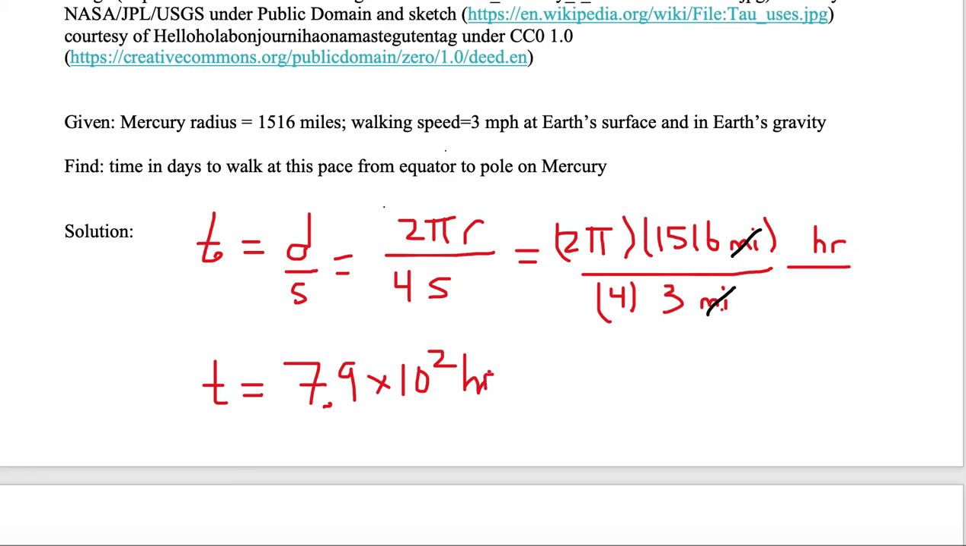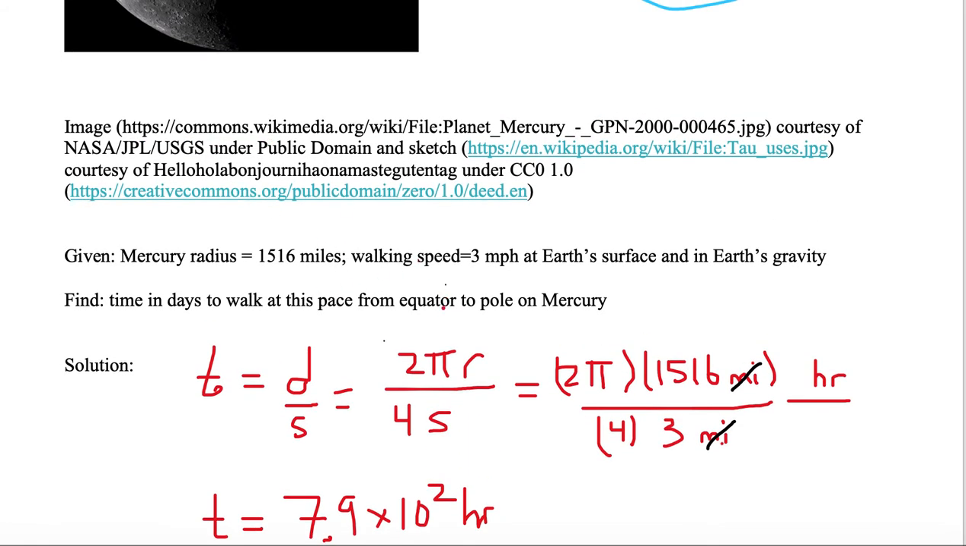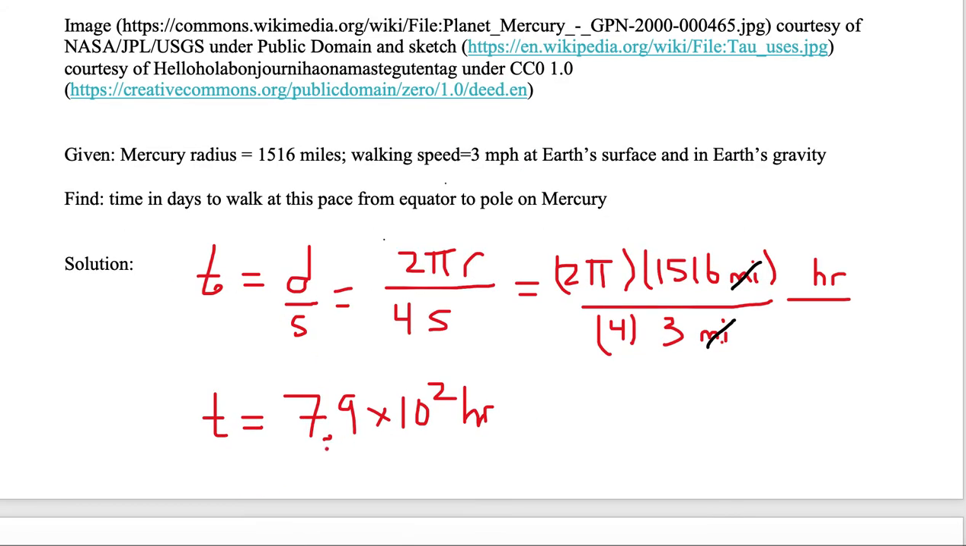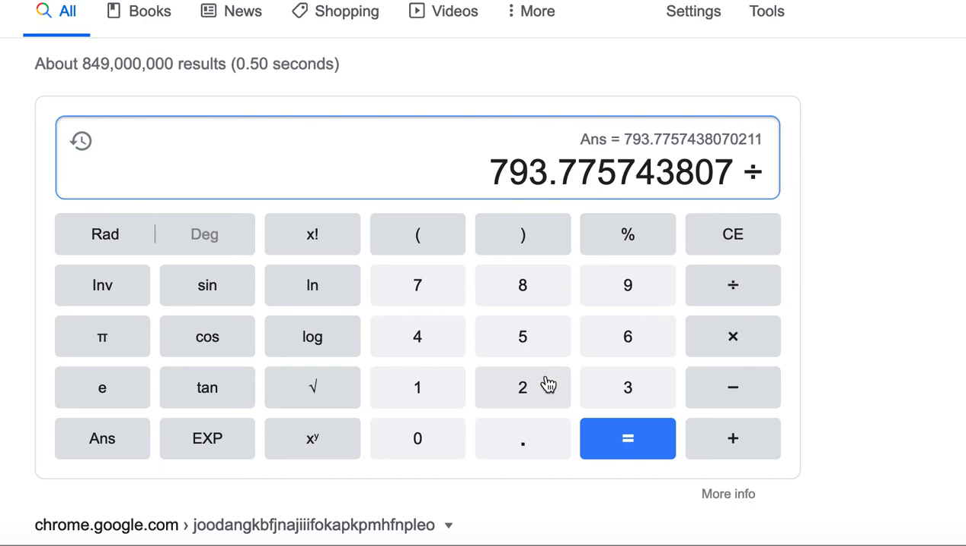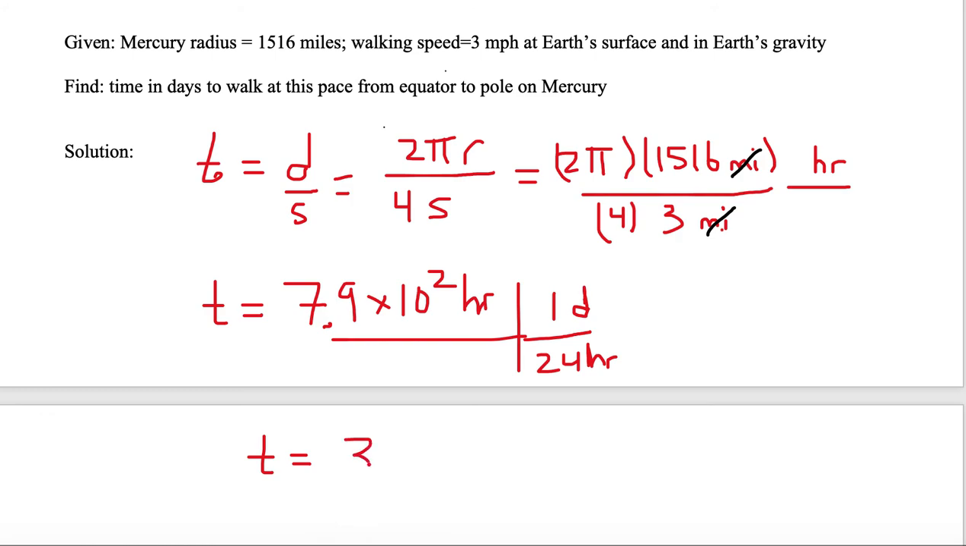But we're not asked for hours. It's asked for days. We want to know in days. So we have to get out of hours. Well, we know that there are 24 hours in a day, so we build our railroad track. We put in 24 hours in one day. And let's get our final answer. T is equal to, I'm just going to go ahead and keep our values here and just divide by 24. And we have 33 days. Put a circle around that or a block.